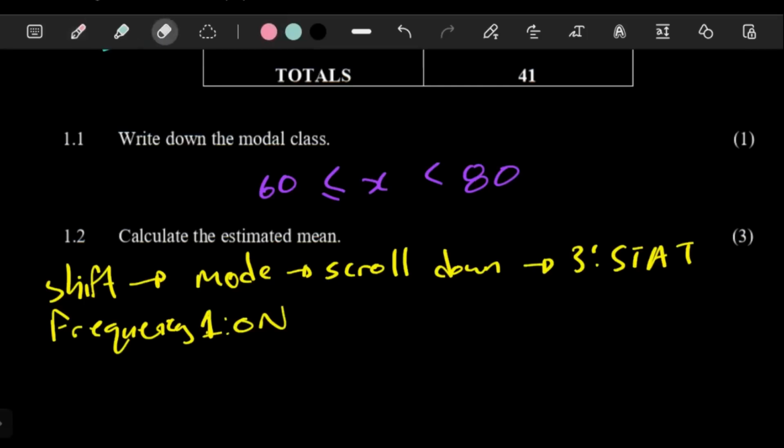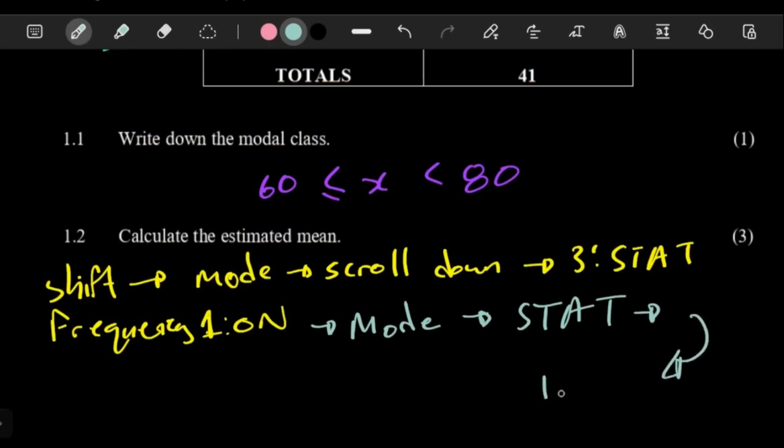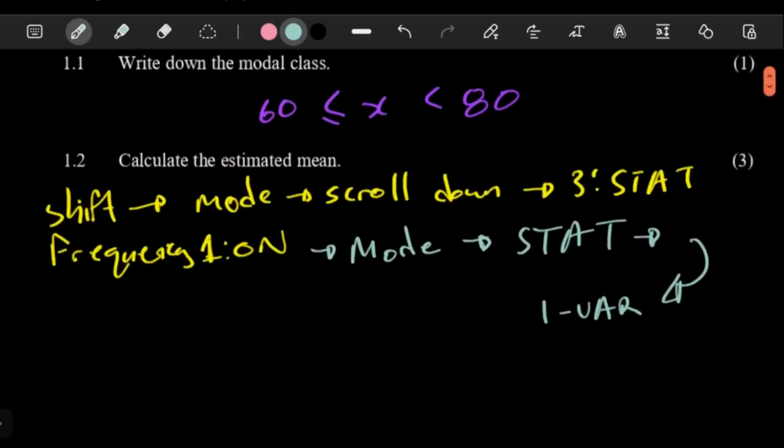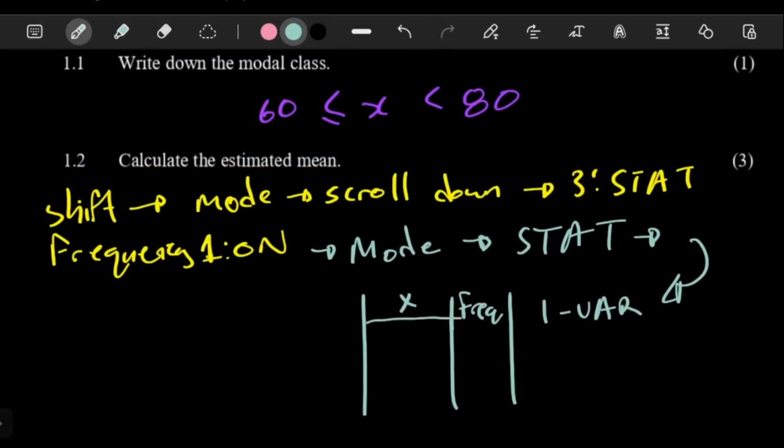The moment you press 1, it goes to your refreshed screen. From there you press mode again, and then you press stat. After choosing stat, you choose var. After doing that, you're going to have 2 columns, one for x and one for frequency. So you're going to have x here, and frequency here.